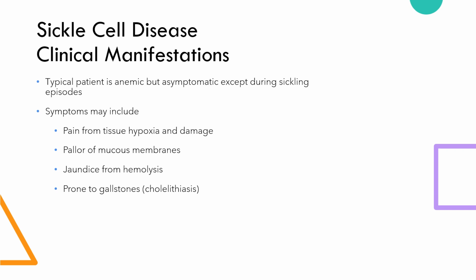The episodes can affect any area of the body or several sites simultaneously. The back, chest, extremities, and abdomen are affected most often. Pain episodes are often accompanied by other manifestations such as fever, tachypnea, hypertension, nausea, and vomiting.